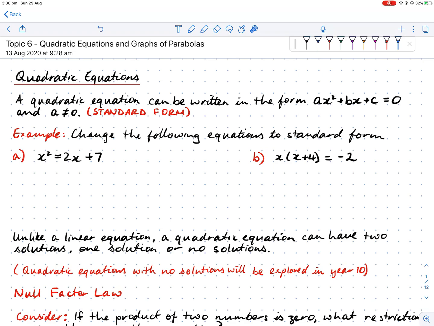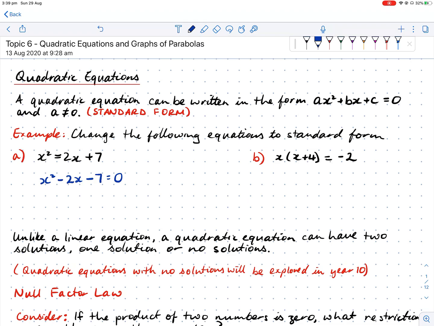So what we're looking at in these first ones is changing these equations to standard form. We want them to look like this. Basically, we want to move everything onto the same side of the equal sign, and because I've already got x squared on the left, I'm going to move the 2x over by subtracting it, and then I'm also going to move the 7 over by subtracting it. So then we'll have x squared minus 2x minus 7 equals 0. That's basically what standard form is.